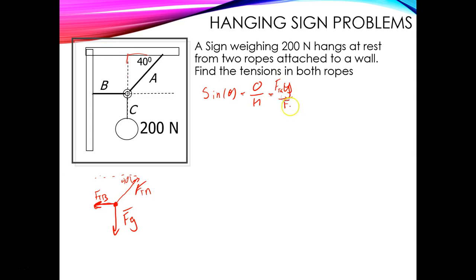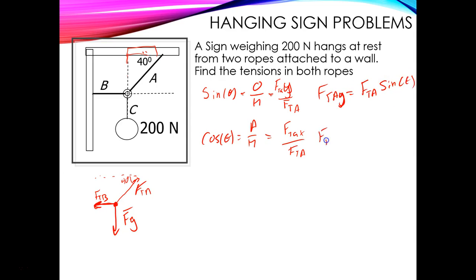FTAY over FTA. And my cosine of theta is equal to my adjacent over my hypotenuse, or in this case, the x component of my tension force in A. So FTAX over FTA. So FTAY is equal to FTA times the sine of theta, and FTAX is going to be equal to my force of tension in that rope A times the cosine of theta.